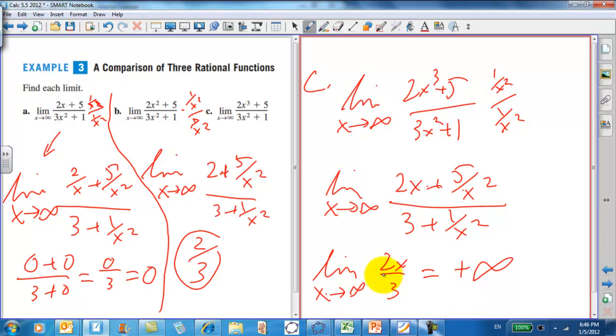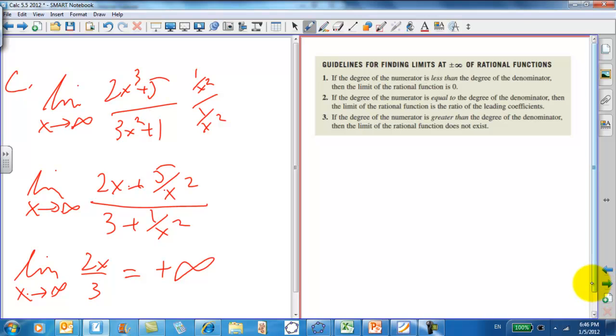Now, as we go off to negative infinity in this one, we'd head toward negative infinity. So here's some guidelines for finding limits at infinity of rational functions. And this is what we just talked about. If the degree of the numerator is less than the degree of the denominator, then you've got a limit of 0, horizontal asymptote of 0.